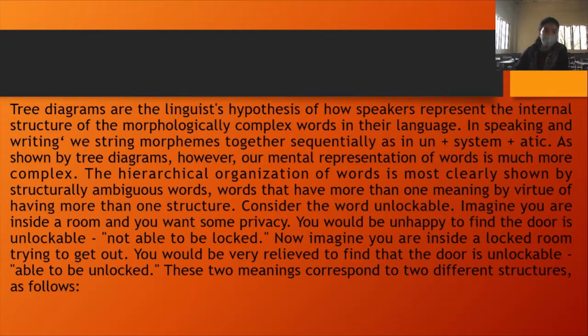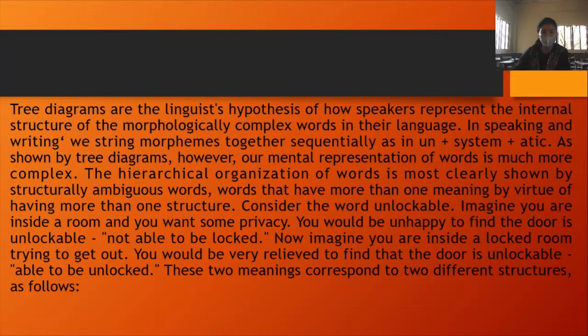Tree diagrams are the linguist's hypothesis of how speakers represent the internal structure of morphologically complex words in their language. In speaking and writing, we string morphemes together sequentially, as in un plus system plus atic. As shown by the tree diagrams, however, our mental representation of words is much more complex. The hierarchical organization of words is most clearly shown by structurally ambiguous words, words that have more than one meaning by virtue of having more than one structure.